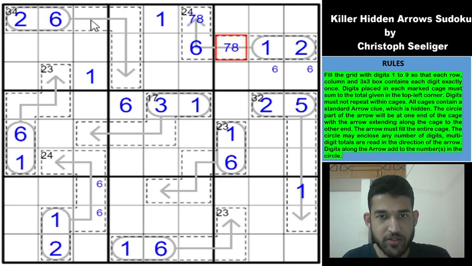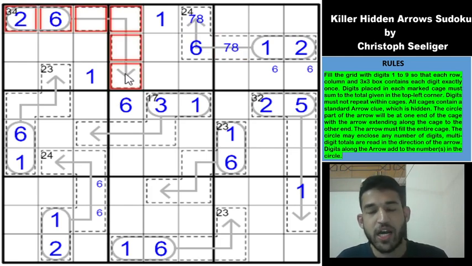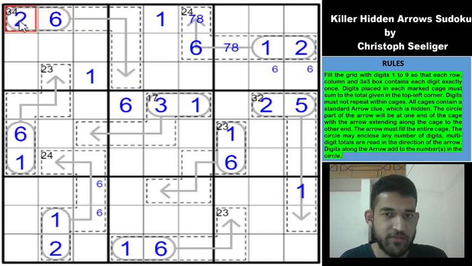Let us come back to this cage. 26 is pretty restricted, and let us look at it this way. You have 6 cells which add up to 34, and we know that the set of 1 to 9 adds up to 45, right? So we need to eliminate 3 digits from this cage which add up to 11. So that 45 minus 11 would be 34.